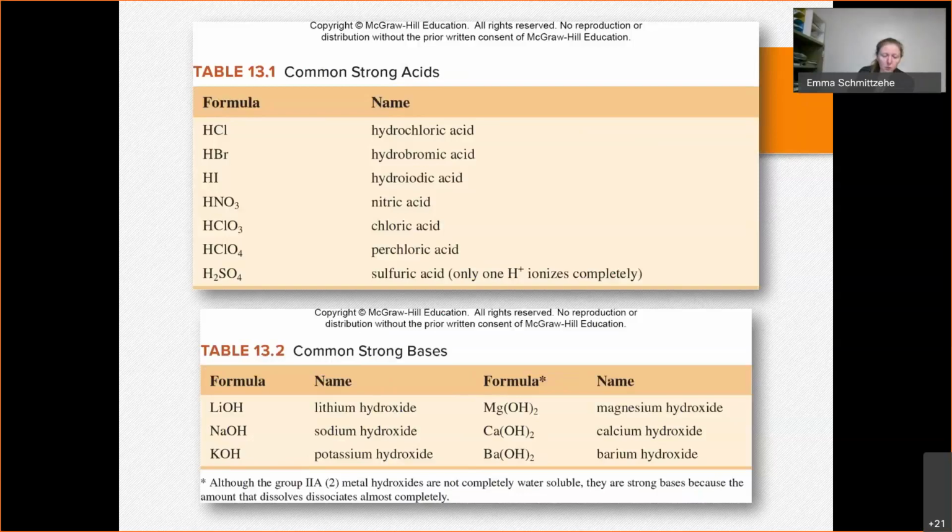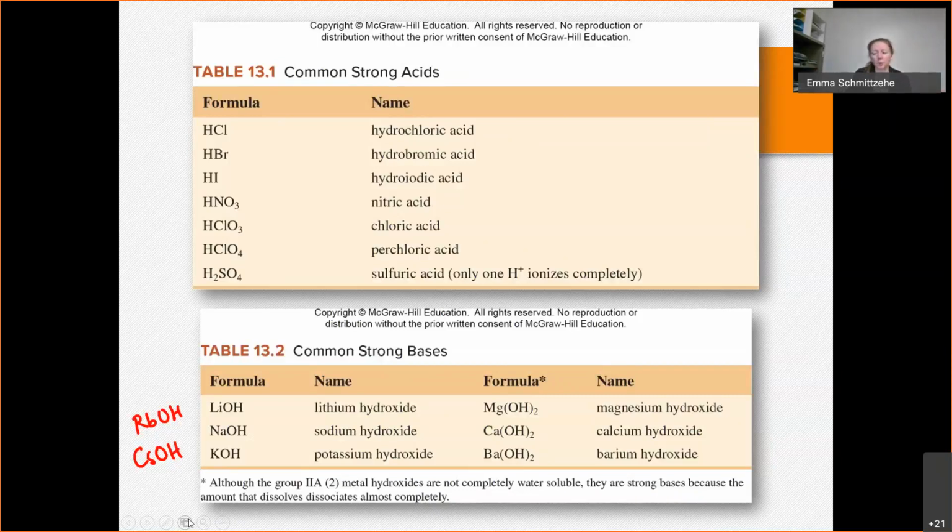But on the table of common strong bases, they leave out a couple of important ones. And so you really should also add on that rubidium hydroxide is also a strong base, and cesium hydroxide. Okay, and so those two are also group 1 hydroxides. So group 1 of the periodic table has lithium, sodium, potassium, rubidium, and cesium. Okay, and all of those things, you put them in water, they break apart completely into ions.